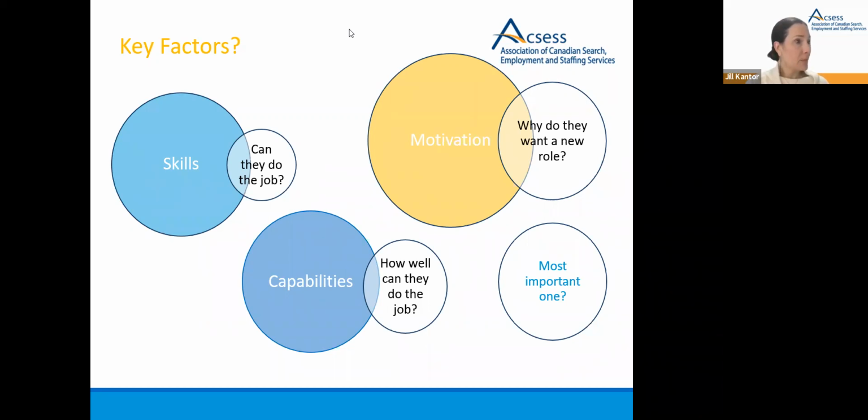Let's see what else people feel. So of these three, skills, capability, or motivation, what do you feel is the most important when you identify if you've got a viable candidate to present to a client?